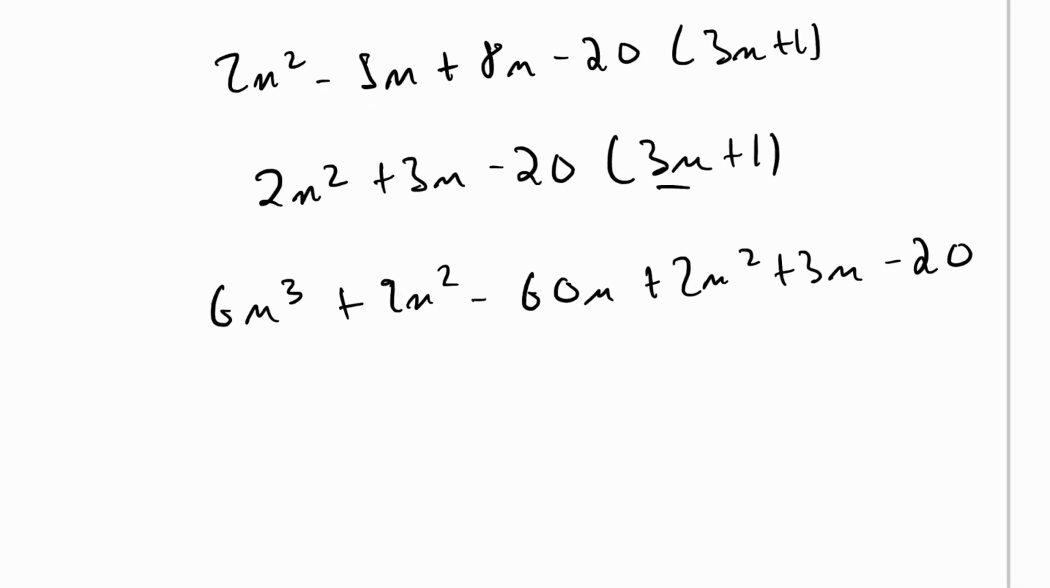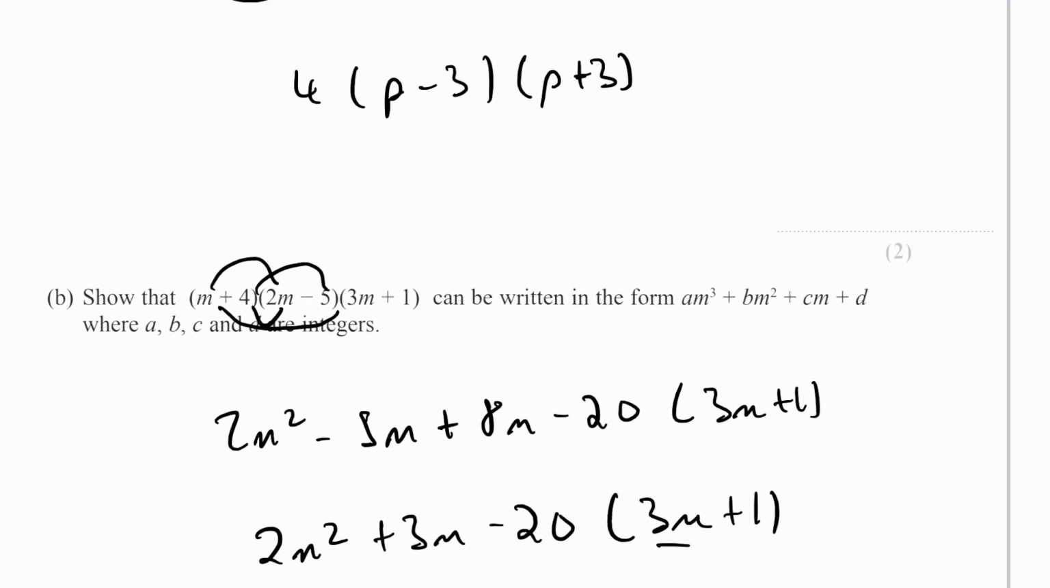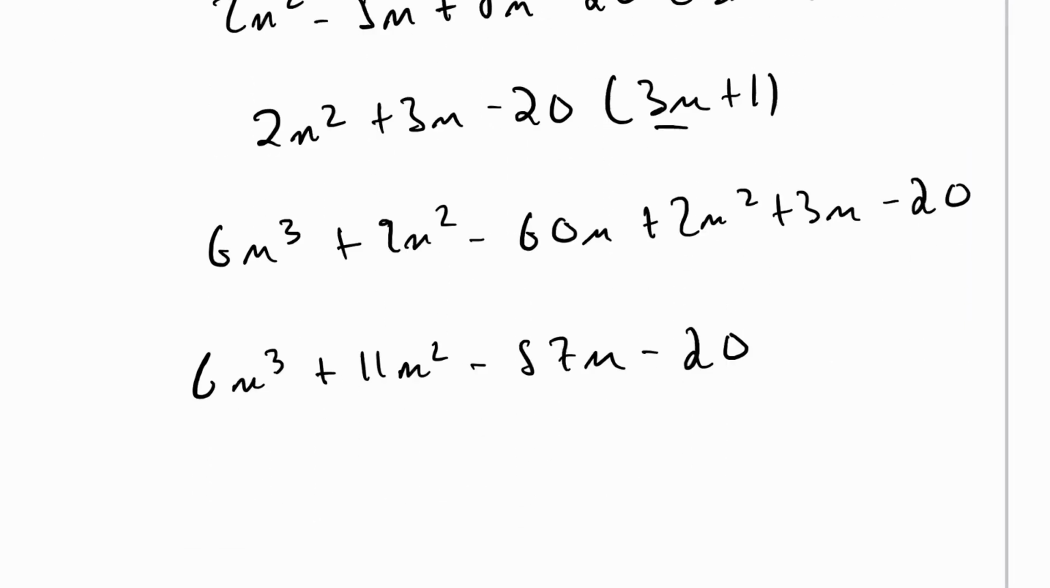And then the last step is basically just to clean this all up. And so you should get 6m cubed. There's no other m cubed, so that's fine. Then you have 9m squared and a 2m squared. So you want to combine both of those to get an 11m squared. And then you have a minus 60m plus a 3m. So you combine both of those to get a minus 57m. And then the last thing, you have a minus 20 on the end, and that stays the same. And then we've got it in the form we wanted, just like the question said over there.